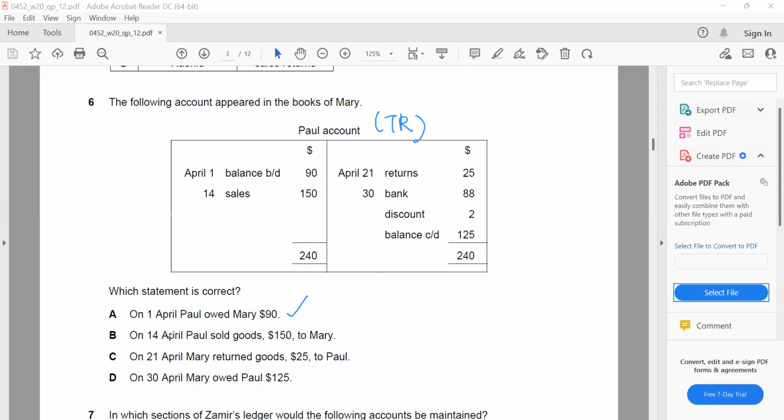Okay. On 14, Paul sold. This one should be purchase from Mary. So this one is wrong. Number C, on 21st May, Mary returned goods. So this is a sales return. So it's Paul returned, not Mary returned. Here, on 30th Paul owed Mary, not Mary owed. So the answer should be A.